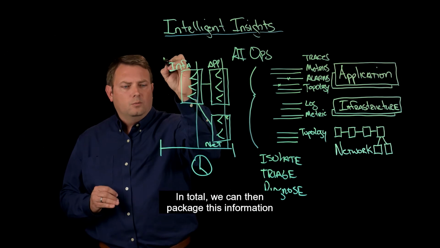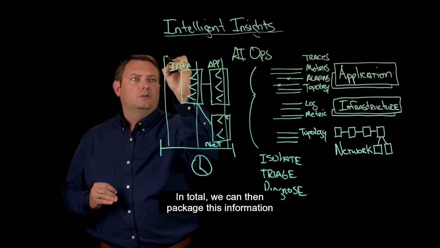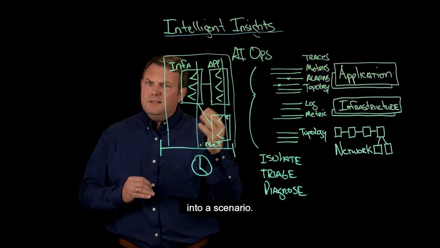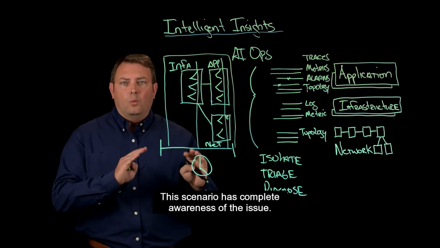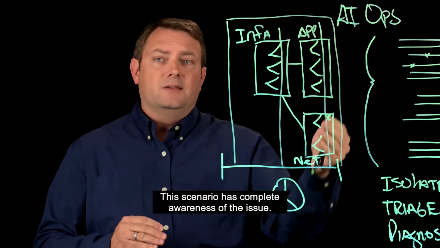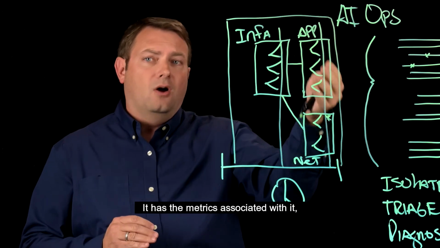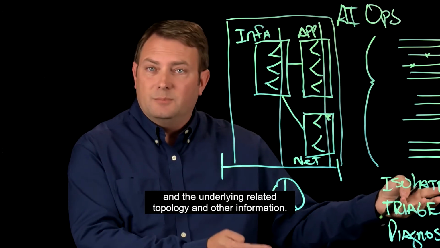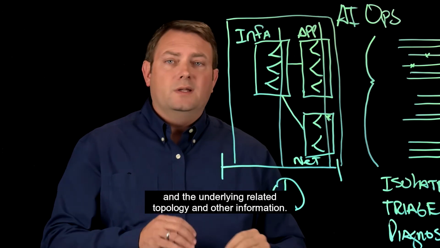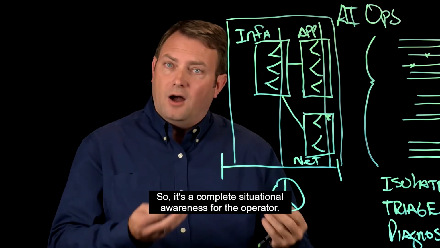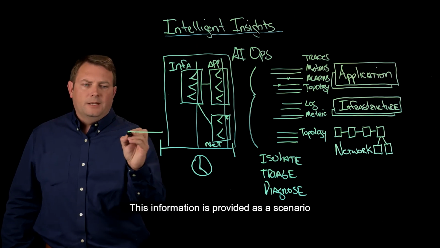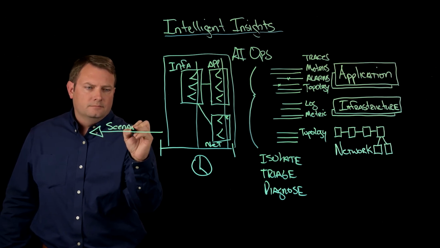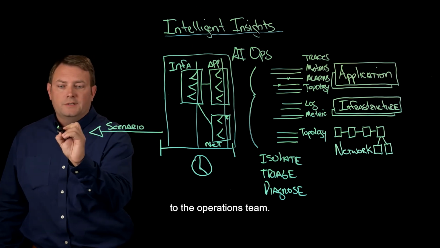In total, we can then package this information into a scenario. This scenario has complete awareness of the issue. It has the metrics associated with it, the automatically discovered anomalies, the alarms, and the related underlying topology and other information. So it's a complete situational awareness for the operator. This information is provided as a scenario to the operations team.